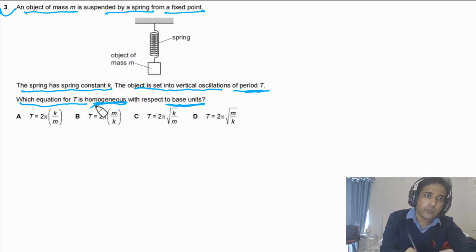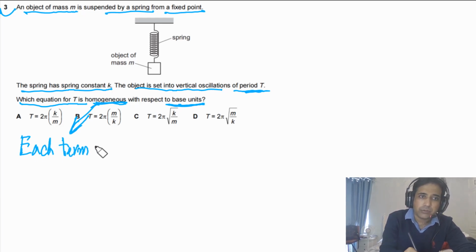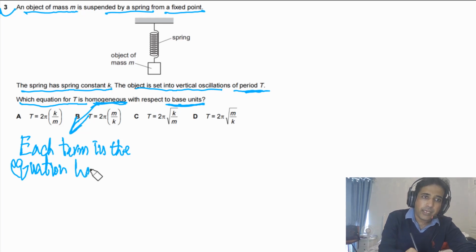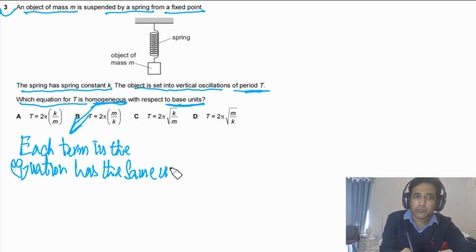So what is the meaning of homogeneous? Homogeneous means that each term in the equation has the same units. So this is the meaning of homogeneous in a very simple way.